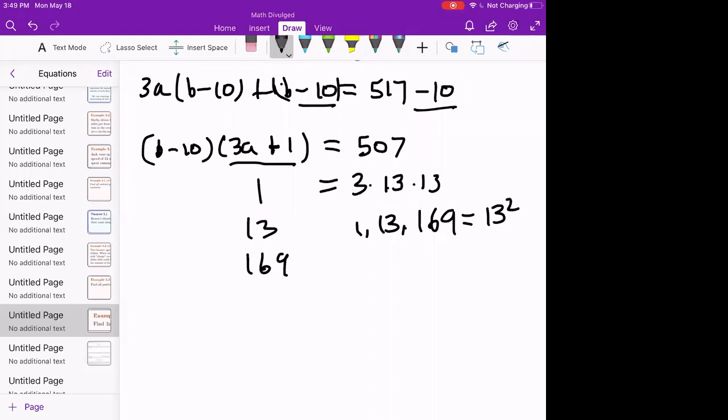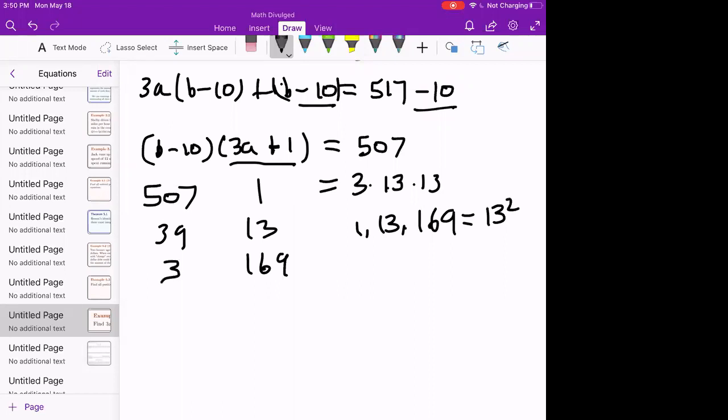So we can try each of these and see what it gives us for b. If 3a plus 1 is equal to 1, that means b minus 10 has to be 507. If 3a plus 1 is 13, that means b minus 10 has to be 39. And if 3a plus 1 is 169, that means b minus 10 has to be 3.